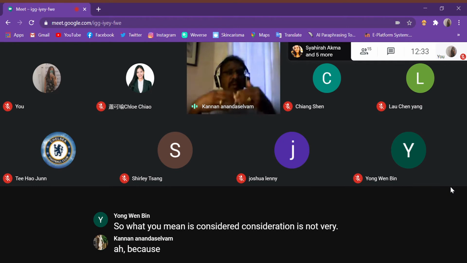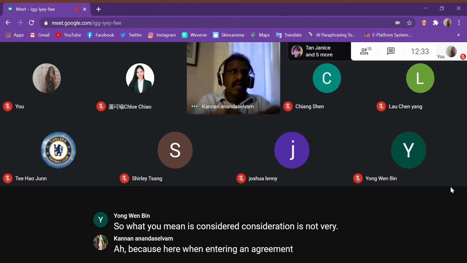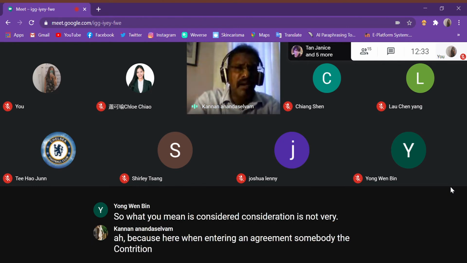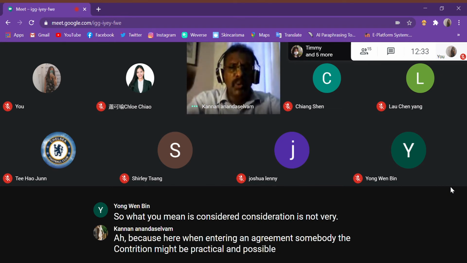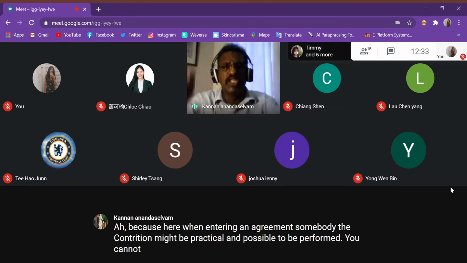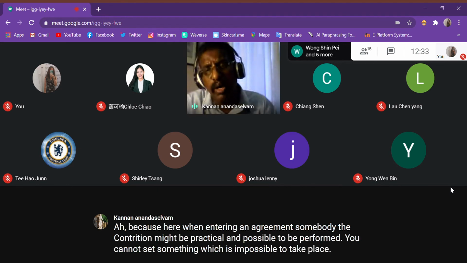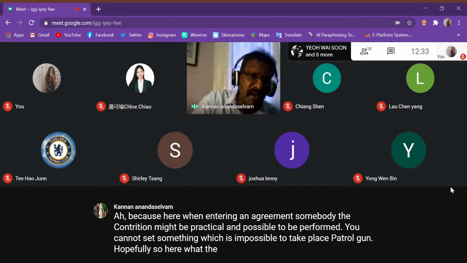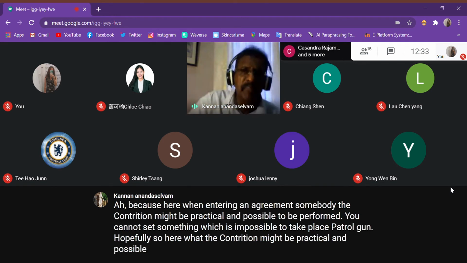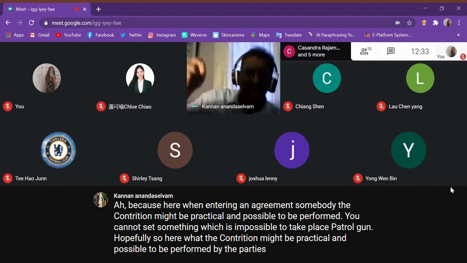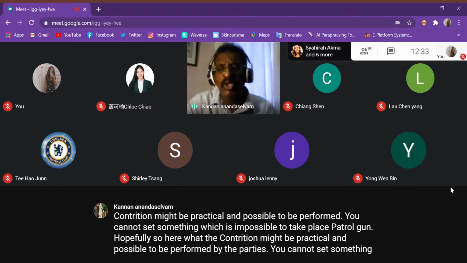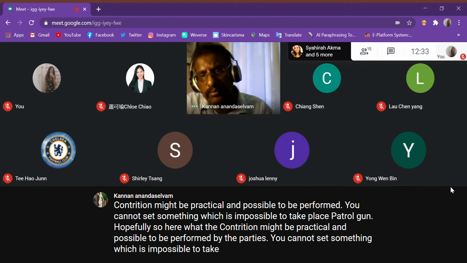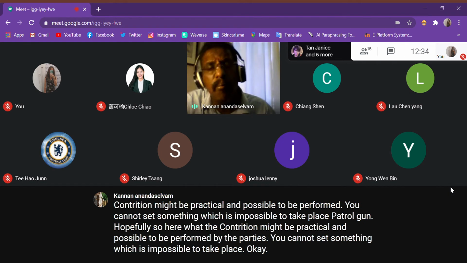Because here, when you're entering an agreement with somebody, the consideration must be practical and possible to be performed. You cannot set something which is impossible to take place. Betul kan? Are you following? So here, the consideration must be practical and possible to be performed by the parties. You cannot set something which is impossible to take place. Okay? Clear?